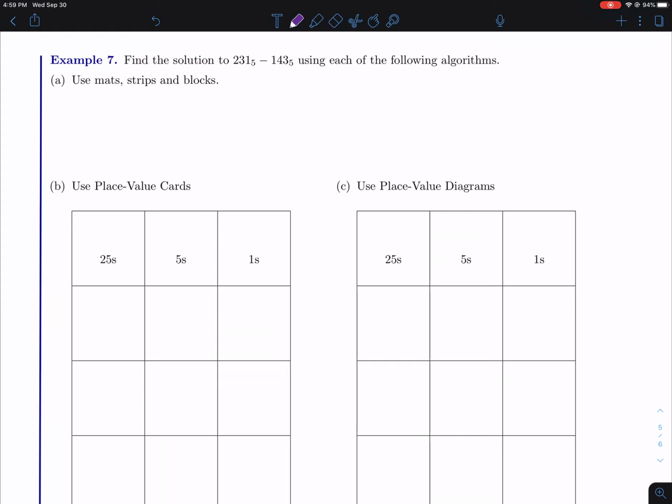And then there shouldn't be anything left to regroup. Whereas in addition, we add, then we regroup. So in this case, let's do 231 base 5 minus 143 base 5.